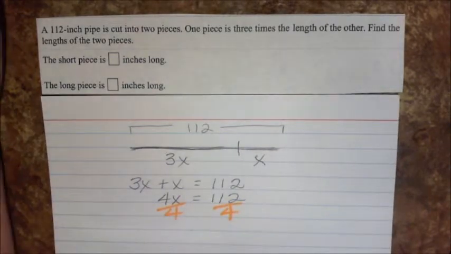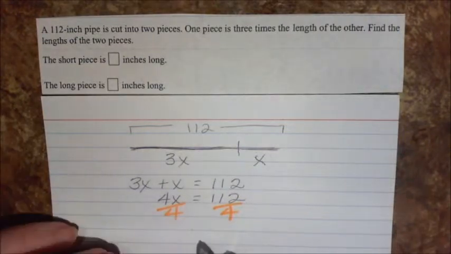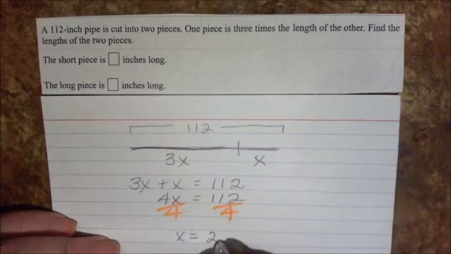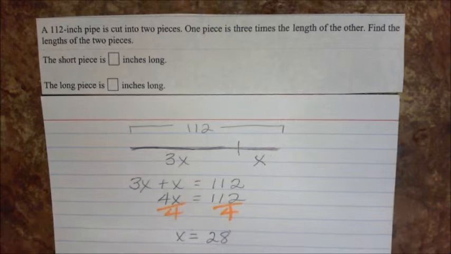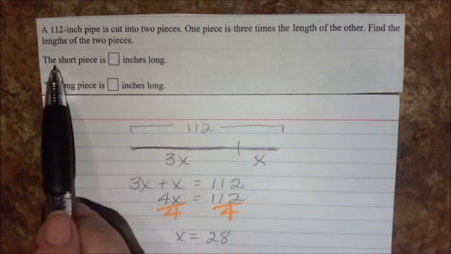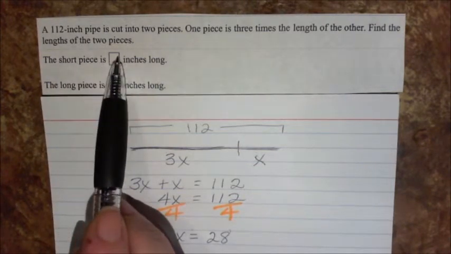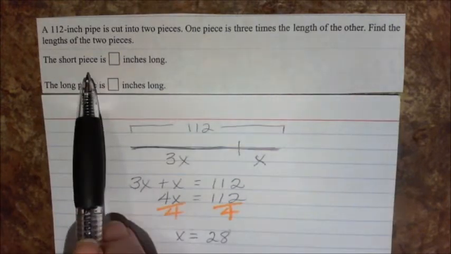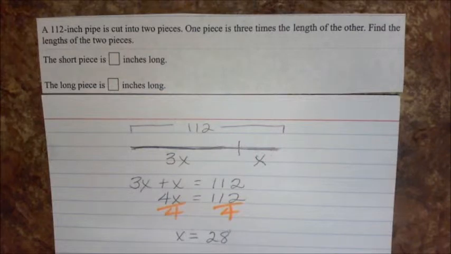And 112 divided by 4 is 28. So x is isolated, and on the other side we get 28. Now we've solved the equation, but have we answered the question? Two questions here. The short piece is how many inches long? The long piece is how many inches long? The directions were to find the lengths of the two pieces.